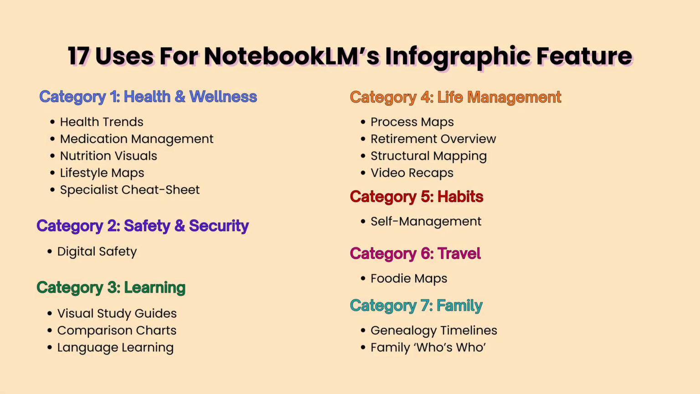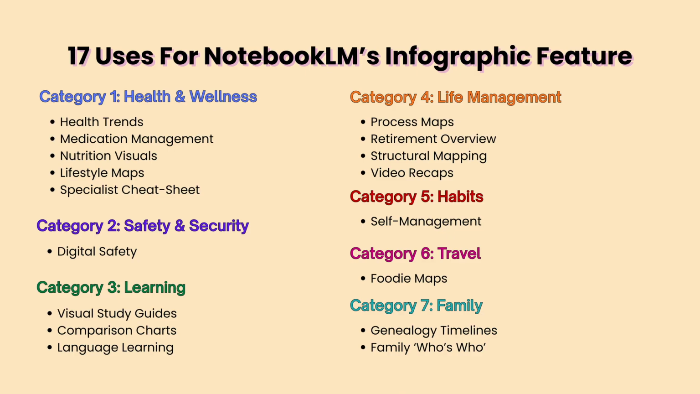Those were the top 5, but let's fly through 17 more ways this tool can make your life easier. Category 1, health and wellness. Health trends. Highlight green zones in medical blood work to track changes. Medication management. Convert handouts into visual schedules or what-to-ask lists. Nutrition visuals. Turn articles into Eat the Rainbow grocery charts. Lifestyle maps. Visualize how factors like caffeine impact your sleep. Specialist cheat sheets. Distill dense books into top questions for your trainer.